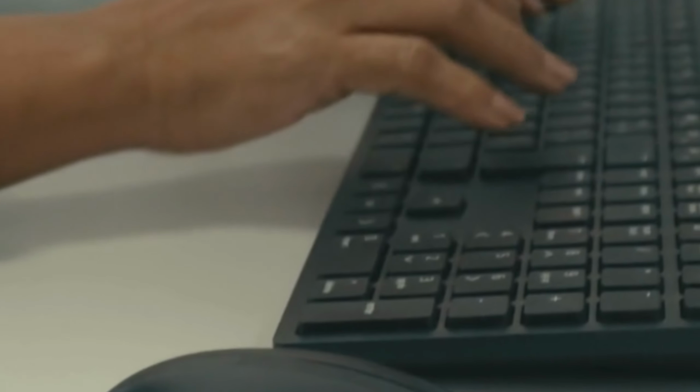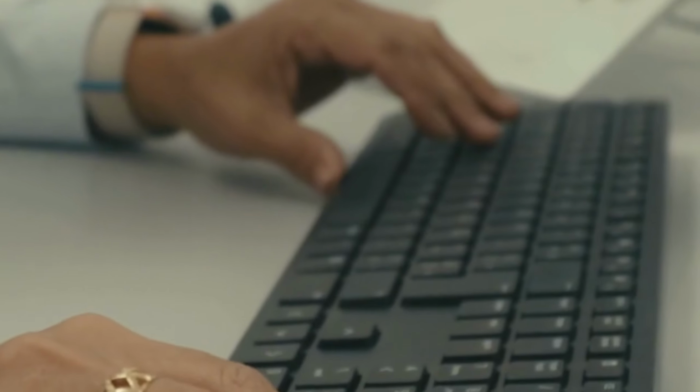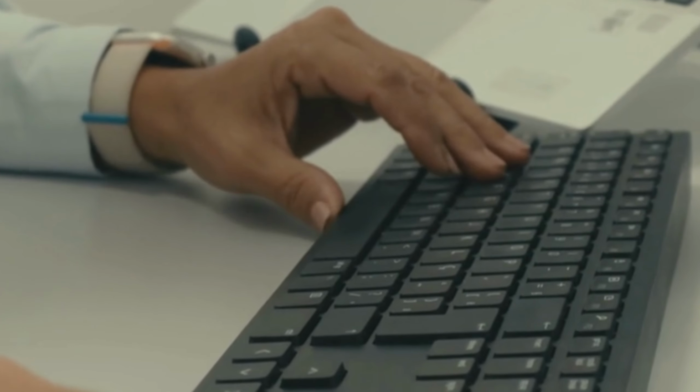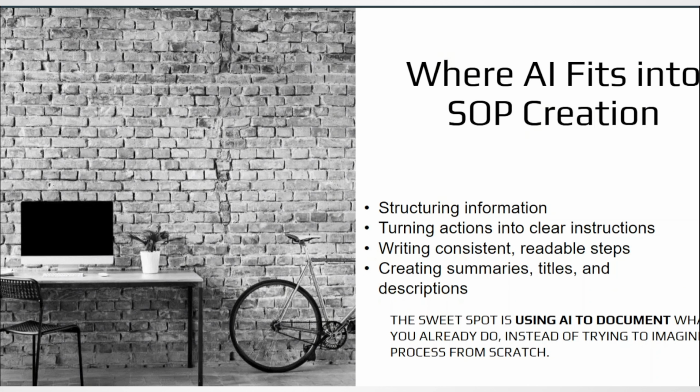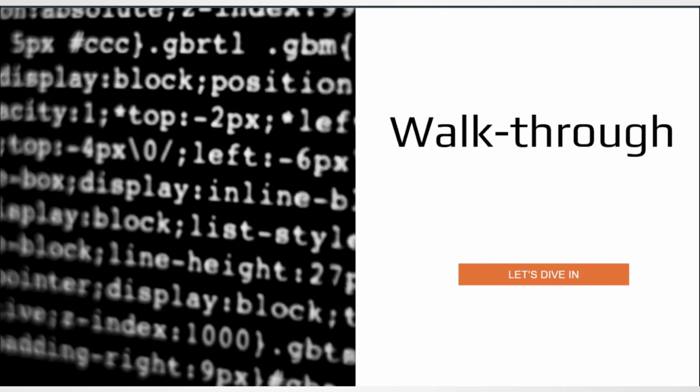Keep in mind the sweet spot here is using AI to document what you already do instead of trying to imagine a brand new process that is being created from scratch. And that's exactly how the tool that we're going to be looking at today works and why I love it. Now, keep in mind the why behind it. SOPs can be really lengthy and really, really cumbersome to create. And AI makes SOPs faster, clearer, and easier to keep up to date.